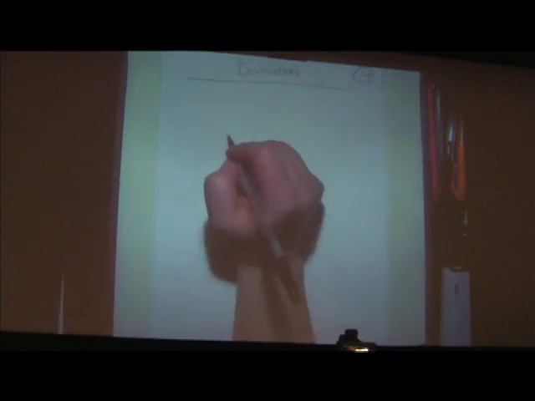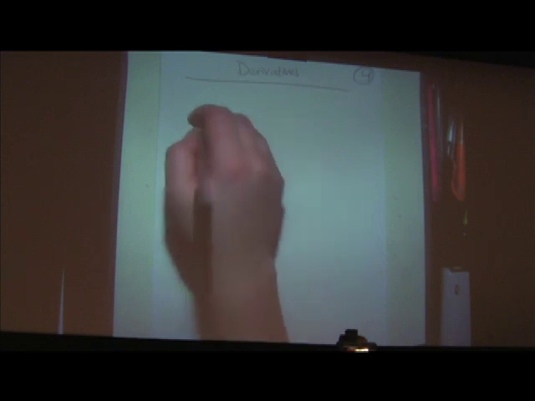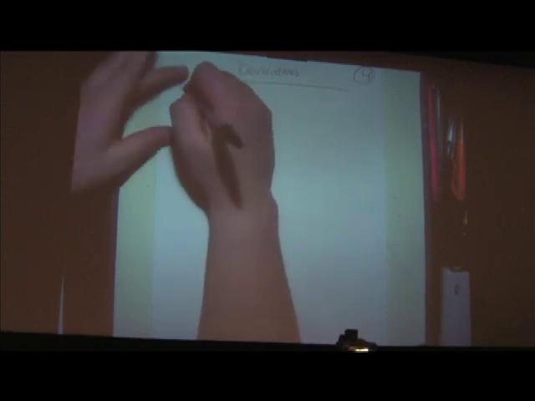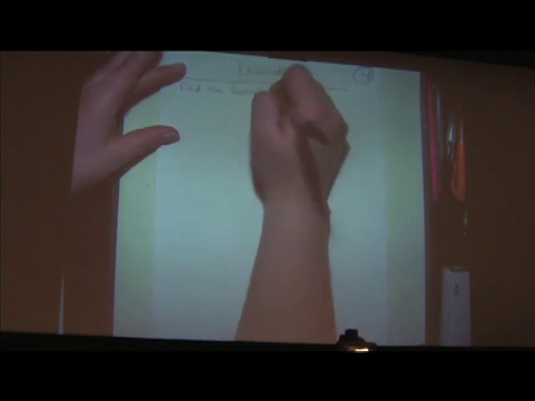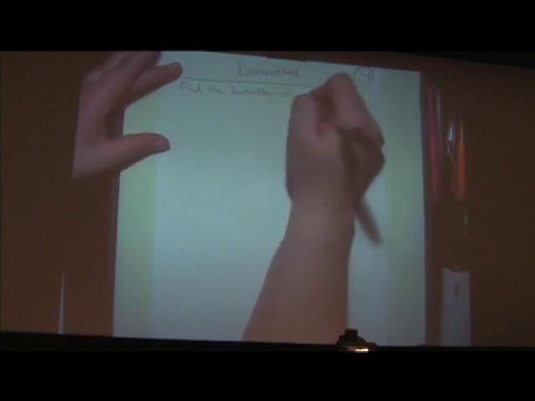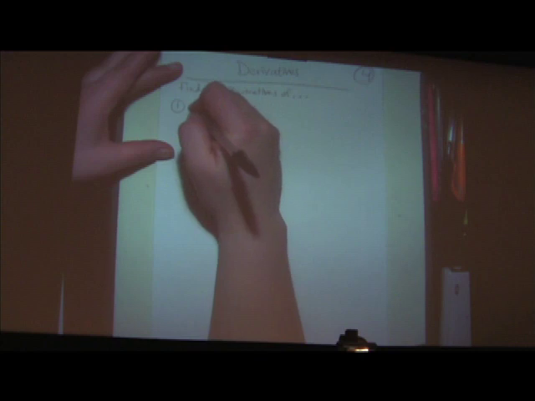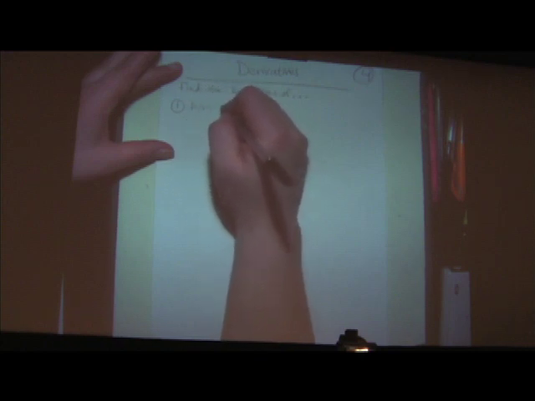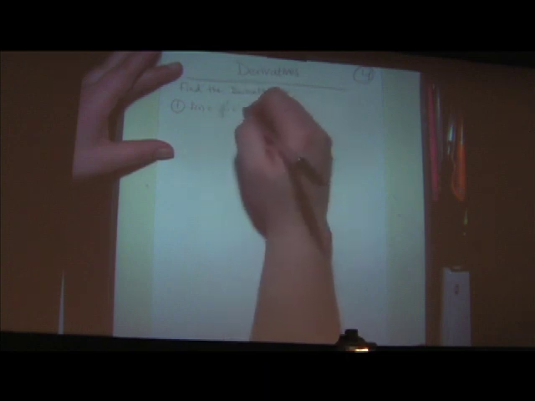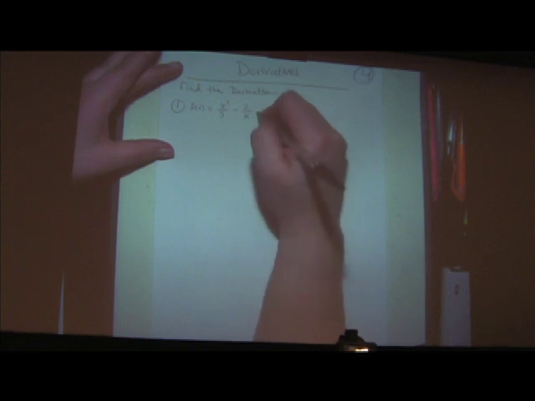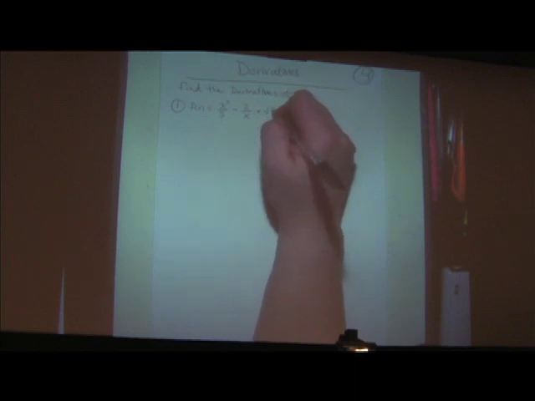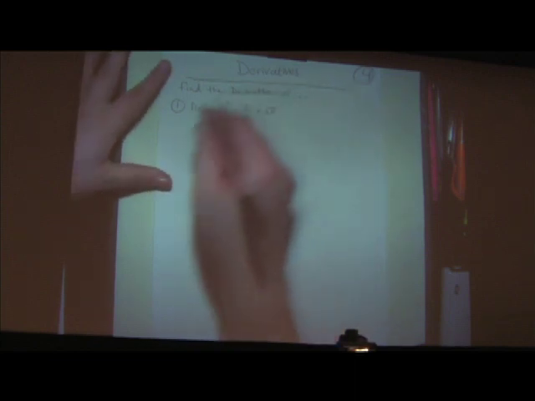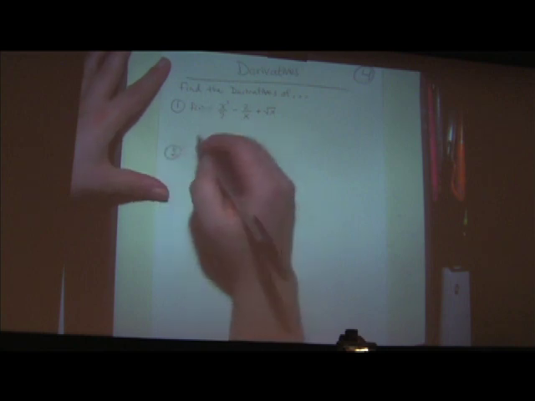What we need to do, oh, I know. Find the derivative of all of the following. I think your biggest problem is keeping derivatives and integrals straight at this point. That's where I see the most mistakes.